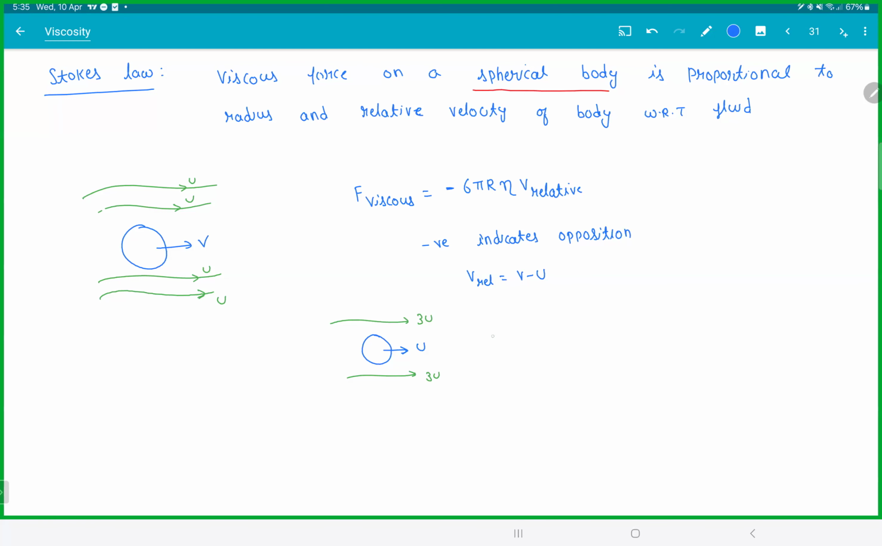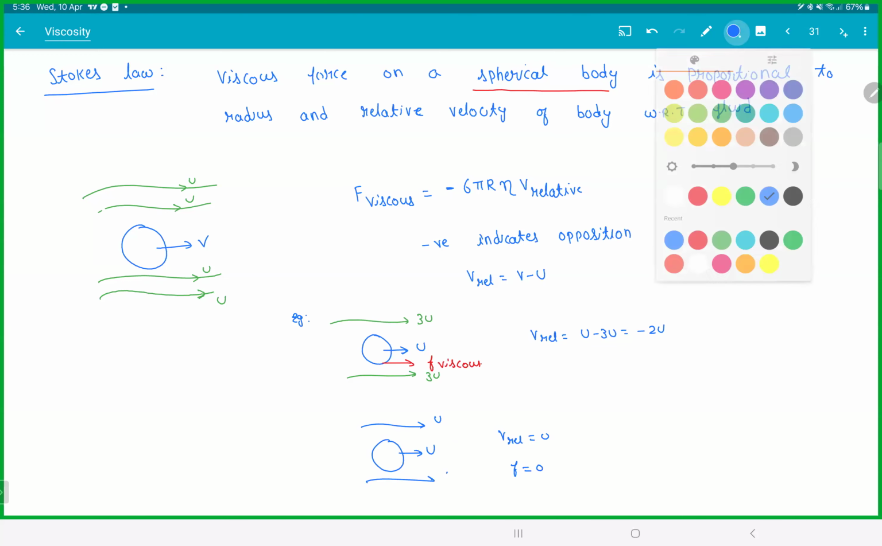So here, in this case, the viscous force will be in the forward direction, because here v relative is negative. Here v relative is u minus 3u. So understand, friction is not opposite to velocity. It is actually opposite to relative velocity. Same thing, if this is u and the liquid is also flowing with you, then v relative is 0. There is no viscous force.